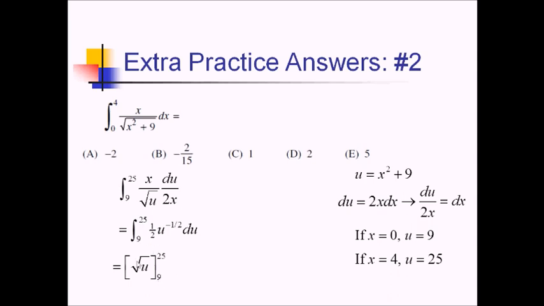So that's just the square root of u then, u to the 1/2. So I've just got the square root of 25 minus the square root of 9. 5 minus 3 gives us 2. Choice D.